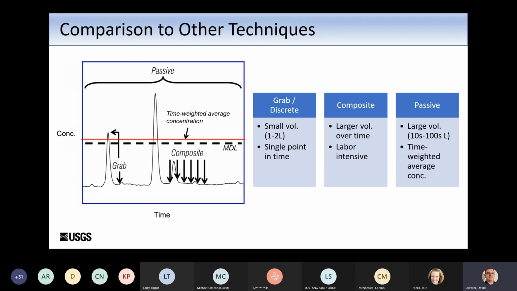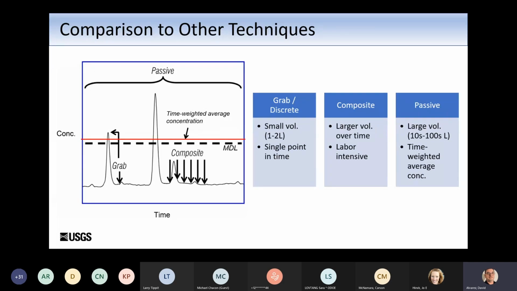Grab/discrete, composite, and passive. A chart shows the concentration peaks and valleys that may occur and how an encompassing passive technique can overcome grab and composite sampling issues. A red line halfway up the chart illustrates the time-weighted average concentration, and a dotted MDL line falls slightly below the red line. This figure is a bit complicated, but it shows the differences between sampling techniques and the potential for detecting the chemical.